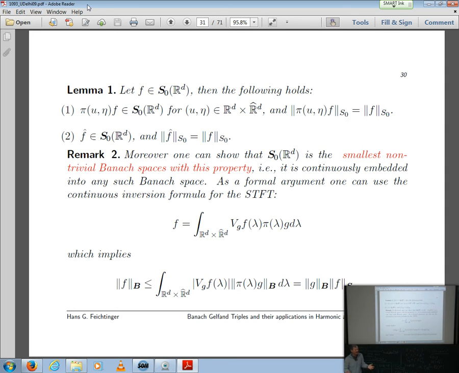So LP spaces are obviously containing the S0 space, and by duality are contained in the dual space. So they're all between the small guy and the big guy.